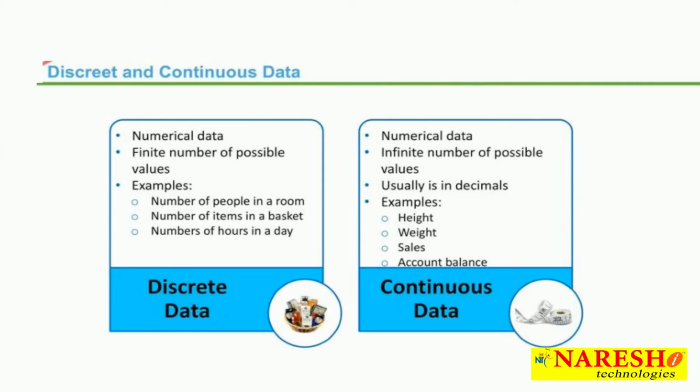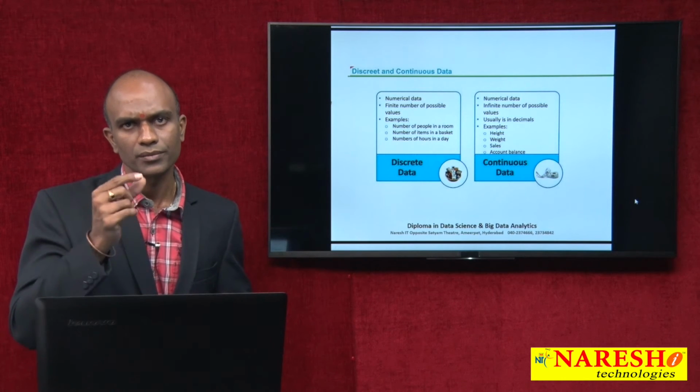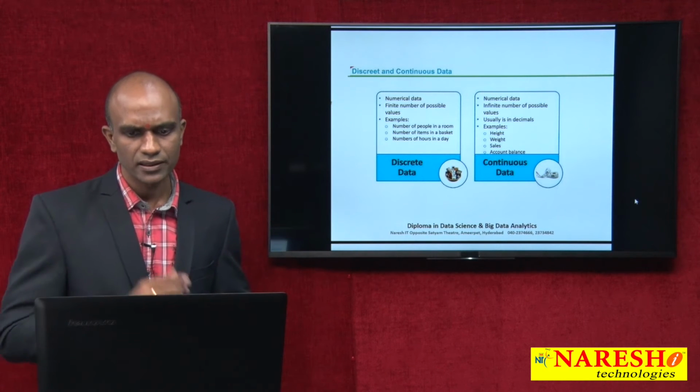Moving on, then we have discrete and continuous data. Okay, so what is discrete data? Well, it is numerical data, but we have a finite number of possible values there. For example, if you take the number of people inside a room, or the number of items in a basket, or the number of hours in a day, they are finite and we can count them, right? So they are referred to as discrete.